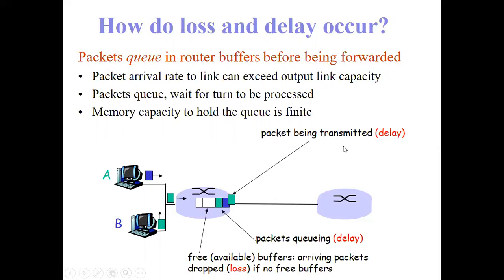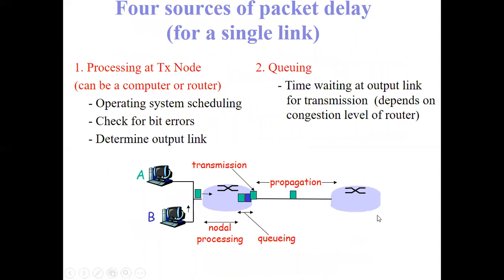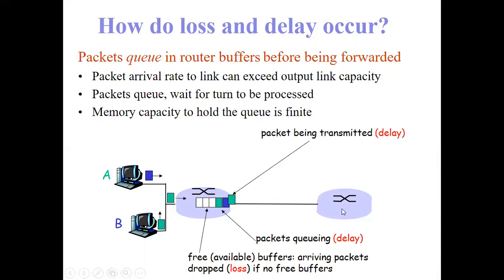Then we have a packet being transmitted. That packet, the green one, means that it's in transit. It is being transmitted to the router. Packet arrival rate can exceed output link capacity, meaning that the sending station can be faster than the receiving station. The receiving station, because of the packets that are waiting to be processed, can be slower than the one who's sending.